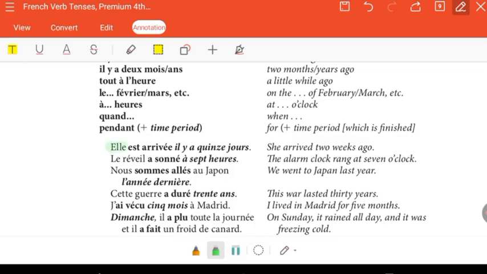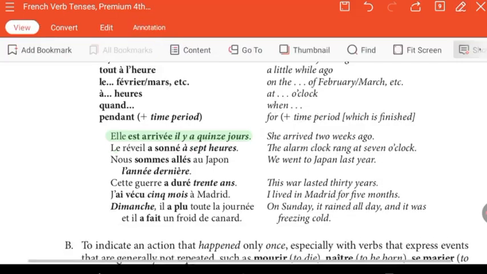Example, we have elle est arrivée il y a 15 jours. She arrived about 2 weeks ago. Le réveil a sonné à 7 heures. The alarm bell went off around 7 o'clock. So there is a precise time for all these actions. That's why we use passé composé.